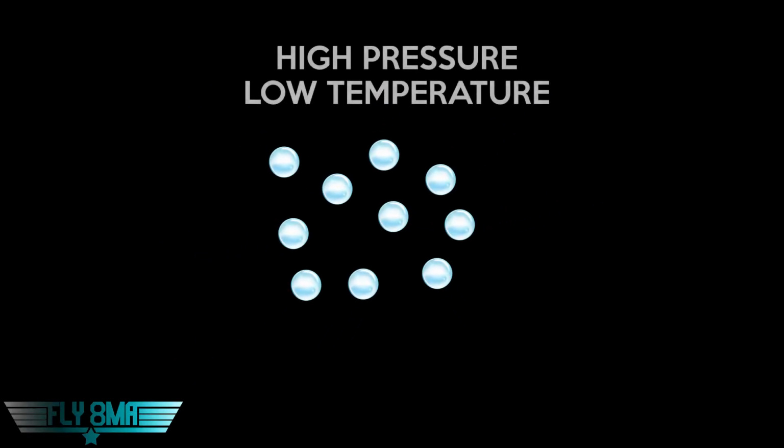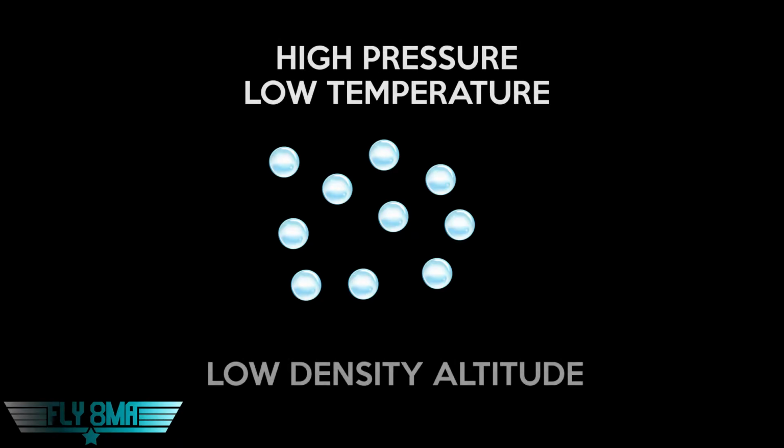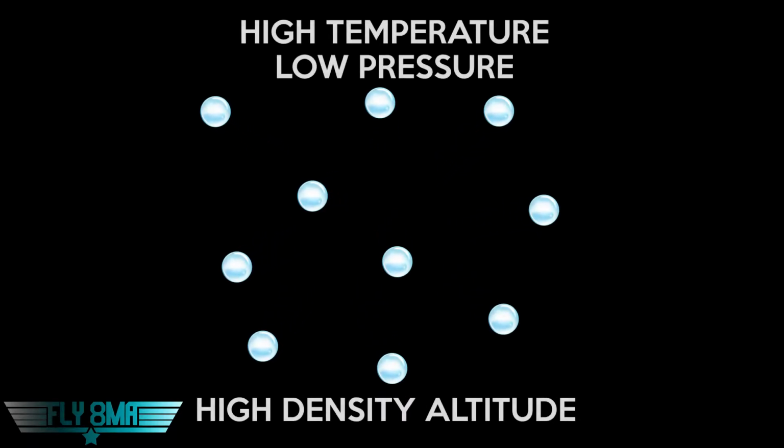Now, for us, that means that when the air molecules are close together, such as when we have high pressure, a high altimeter setting, and low temperature air, then we would have a low density altitude. And when the air molecules spread farther apart, that is because we have higher temperature air or a lower altimeter setting. So high temperature air and low pressure or low altimeter setting leads us to a high density altitude.